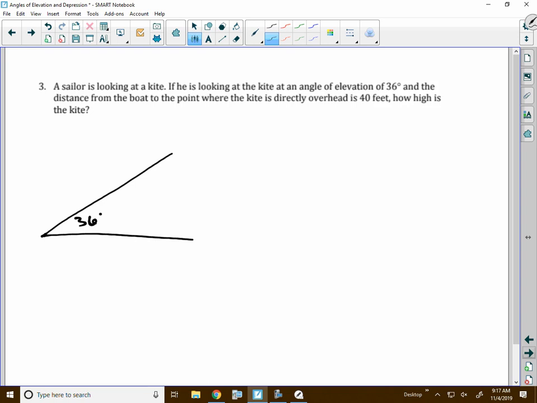Think about it. If I was reading directly overhead, I would think this distance directly overhead, right? But think about it, the boat is here, and then they ask you, how high is the kite? Well, the height of the kite would be here. Do we agree? So it's very weird how they asked it. Okay, so we know that this distance is 40 feet. Very strange way, but we'll figure it out.